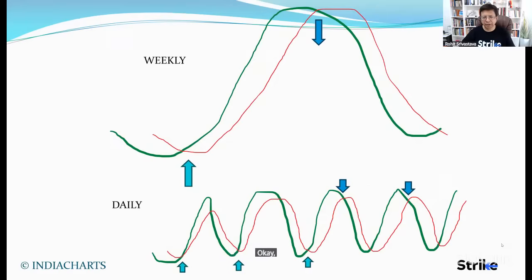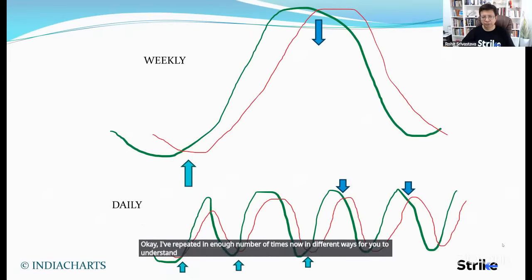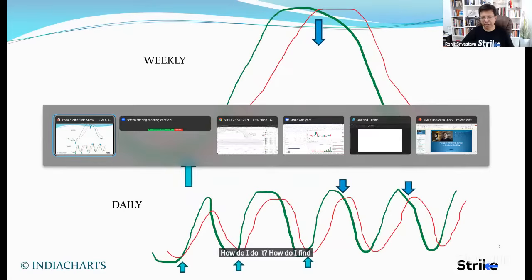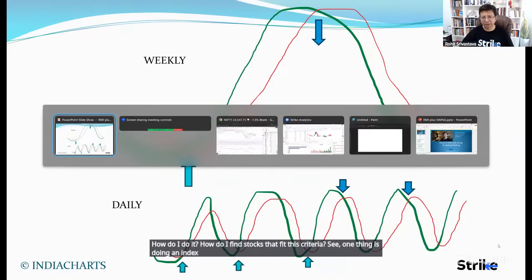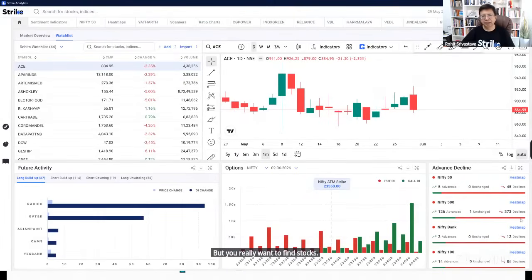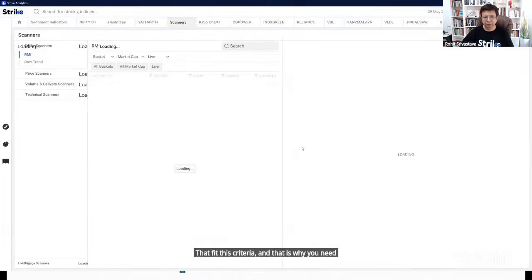Okay, I've repeated it enough number of times now in different ways for you to understand. So there are various advantages of doing this, and now the next question that will come up is: okay, I want to do this daily, weekly thing, or I want to do it for the long term with a monthly, weekly combination. How do I do it? How do I find stocks that fit this criteria? See, one thing is doing an index, that's a single item, but you really want to find stocks that fit this criteria, and that is why you need a scanner.